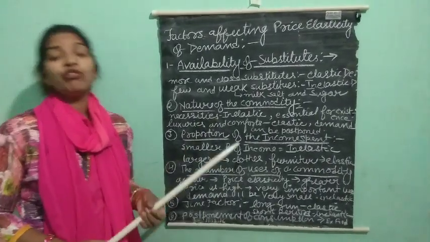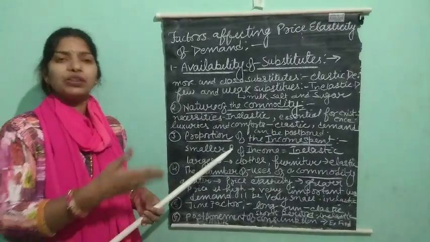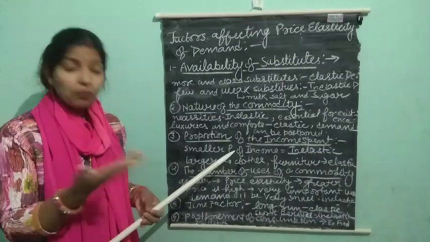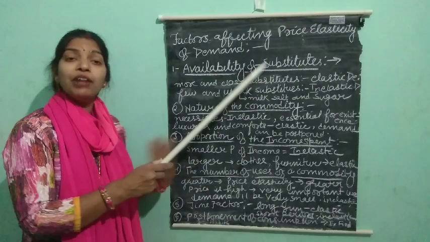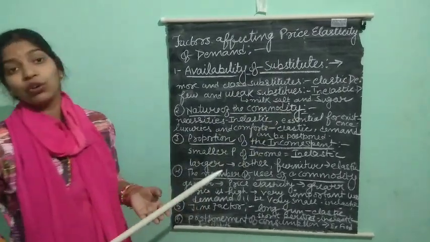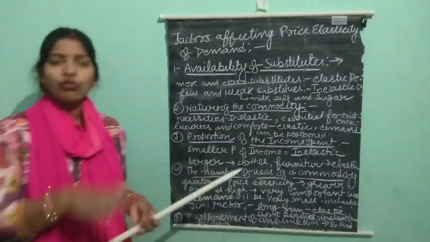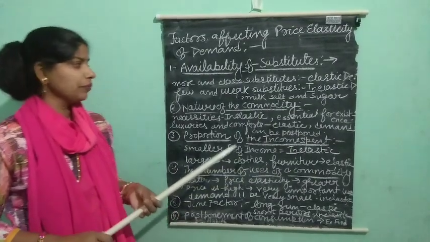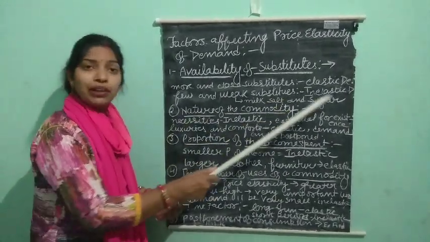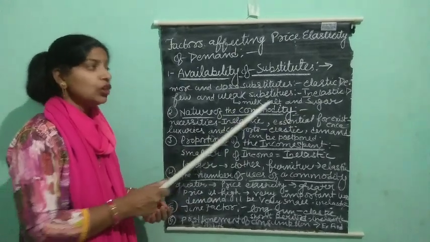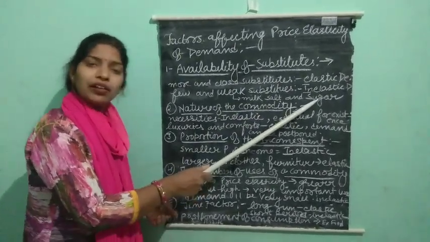If the price of coffee falls in comparison to tea, the consumers will demand more and more coffee in comparison to tea, because the price of coffee has decreased. But in the case of few and weak substitutes, demand will be inelastic. This can be observed in the case of milk, salt and sugar.